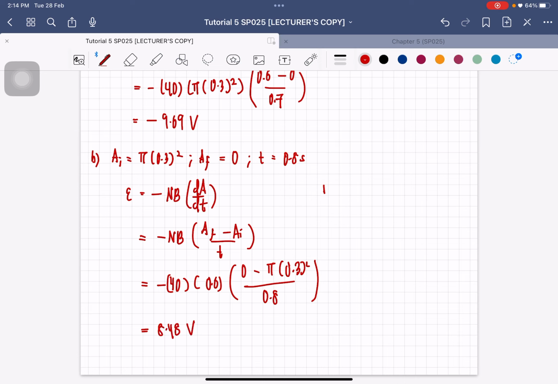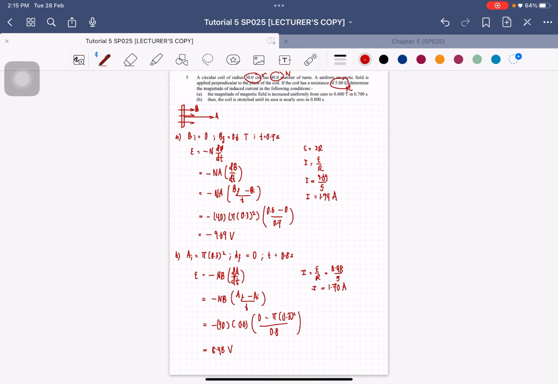But now we are looking for the current, so this is just EMF divided by R. So this is 8.48 divided by the resistor, which is 5 ohm. So you'll get the current to be equal to 1.7 ampere. Alright, okay, so that is the solution for question number 5.